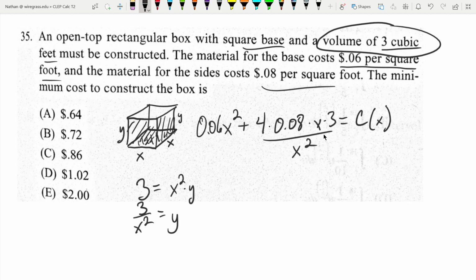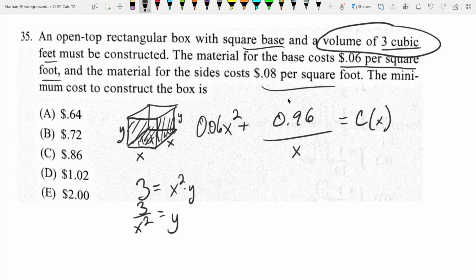Okay, I can simplify this down a little bit. I can get rid of this x here, get rid of that 2, and the whole thing becomes, let's see, 3 times 8 is 24, so 0.24 times 4 is going to be 0.96.